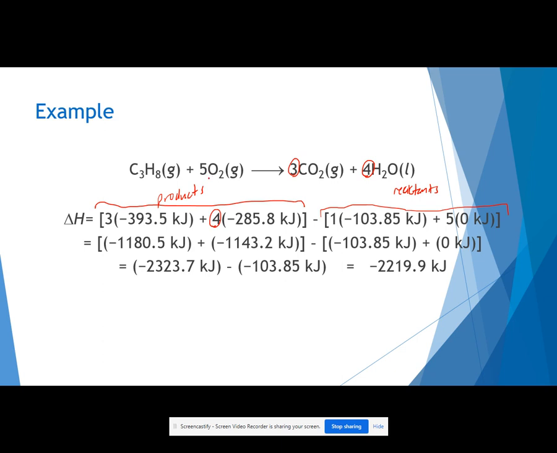Then the last one, O2. O2 is in its elemental form. It is in its standard state. So it is an element, and an element is always 0. So O2, we plugged in 0. Here, they took 1 times that number plus 0, and then they subtracted those two values to get their final answer.